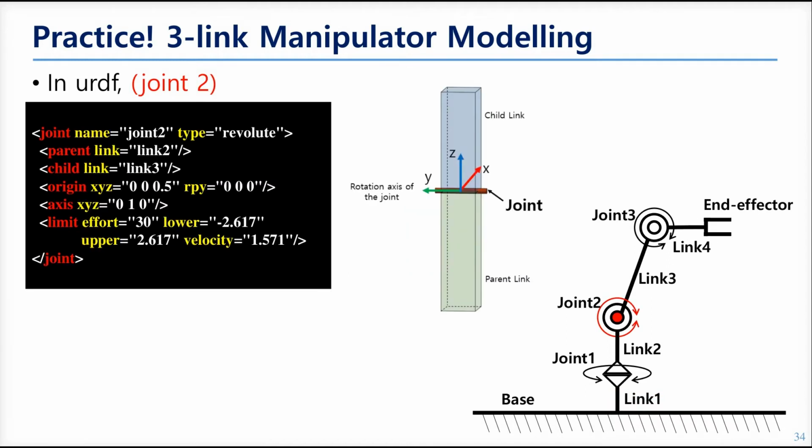Then let's see the second joint. There are only a few things that you should fill in. Is it a joint of revolute type? Which links are connected? What is the axis of rotation? And so on.